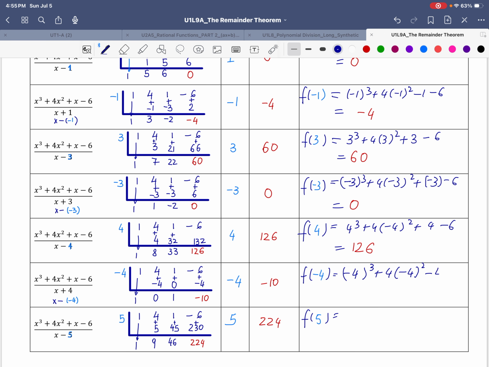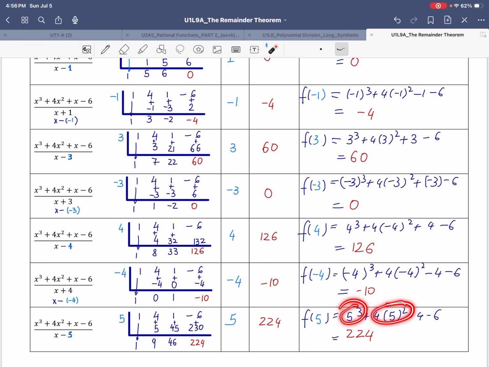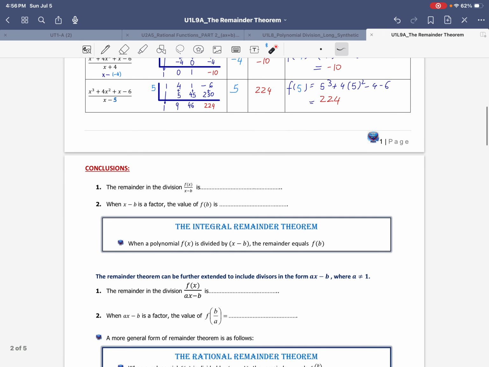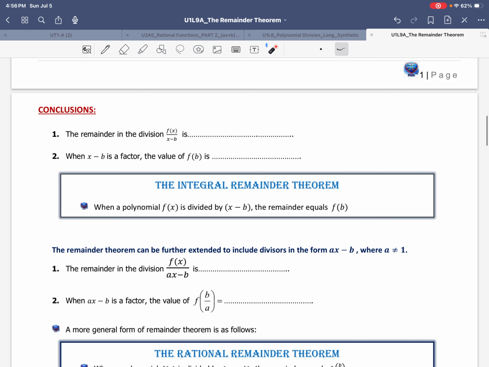Because it's plus negative 4, minus 6. Now you see that this is a negative 64, positive 64. That's a negative 10 right there. And lastly, we have 5 to the power 3, 4 times 5 squared, minus 4 minus 6, and that would be equal to 224. It's a big positive. This is a big number, so is this one, a big positive, and that's where we get this from. Now, the pattern that we notice in here is that the remainder in the division is equal to the value of the function at b.